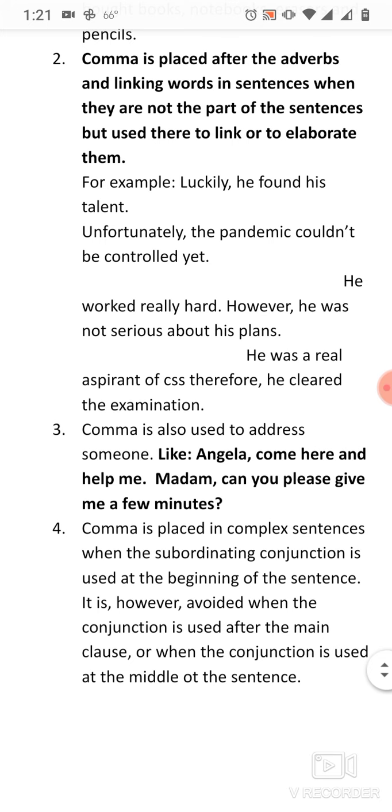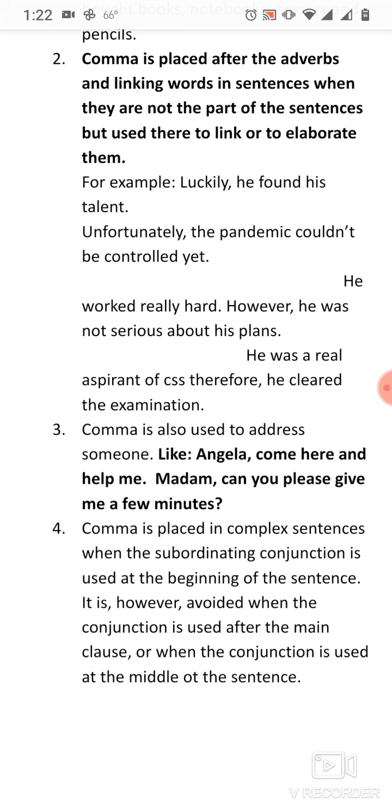A comma is also used to address someone. When you're addressing someone, you have to use a comma after the name of the person whom you are calling. For example, if I say, Angela, come here and help me. Now, after Angela, the comma is used. So when it's written somewhere, the reader would understand that Angela has been addressed in this sentence.